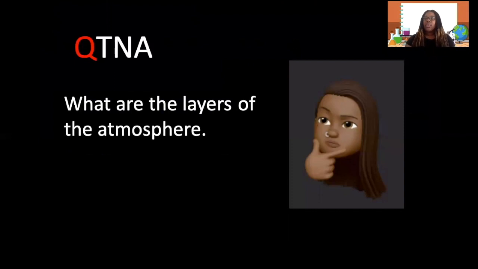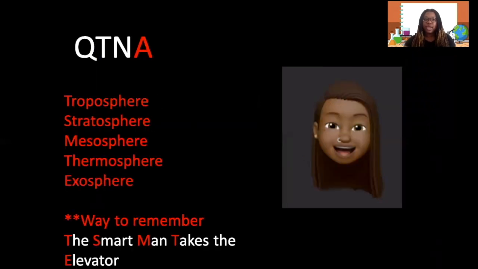All right. So what are the layers of the atmosphere? Troposphere, that's where weather happens. Stratosphere, that's where the ozone layer is. Mesosphere is where meteors burn up. Thermosphere is the hottest. And exosphere is when we're exiting Earth. A way to remember this is: the smart man takes the elevator.